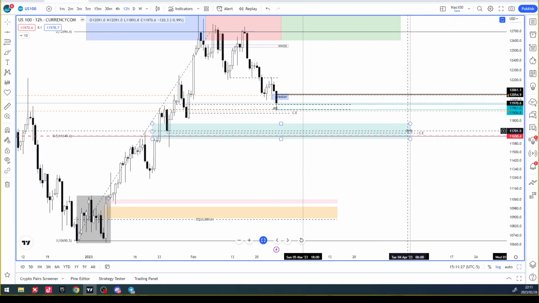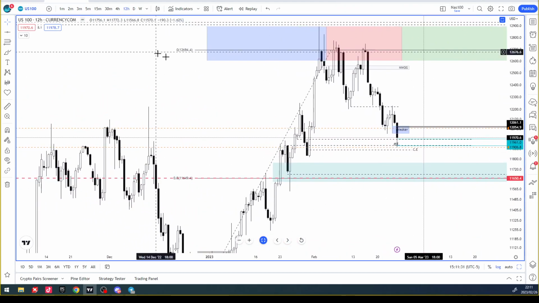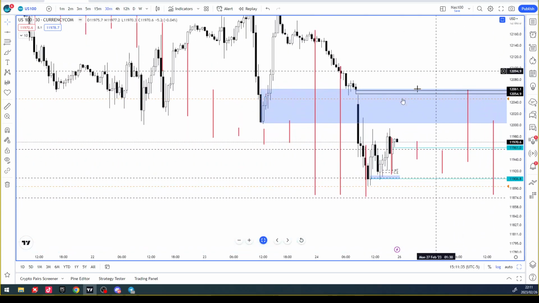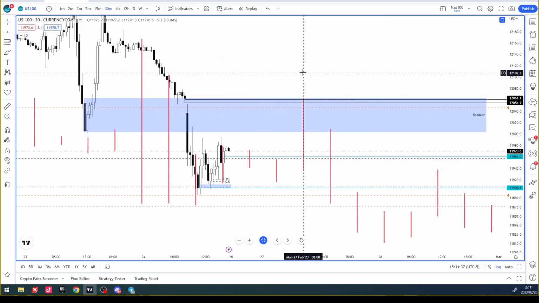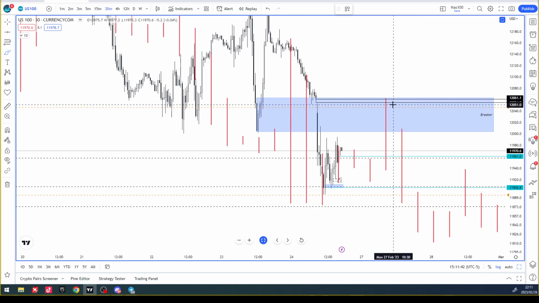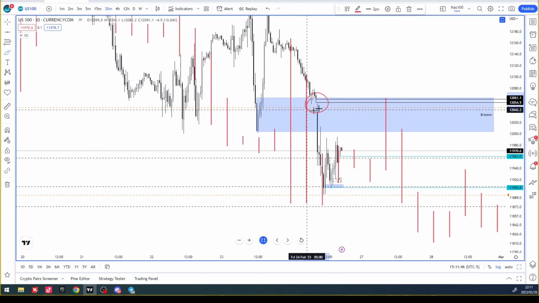And that's where we'd go to, 11,650. That's what we're looking for on NAS. So we don't want the breaker high to be closed above, which puts us at the extreme end of 12,058, or the gap created at the news candle.